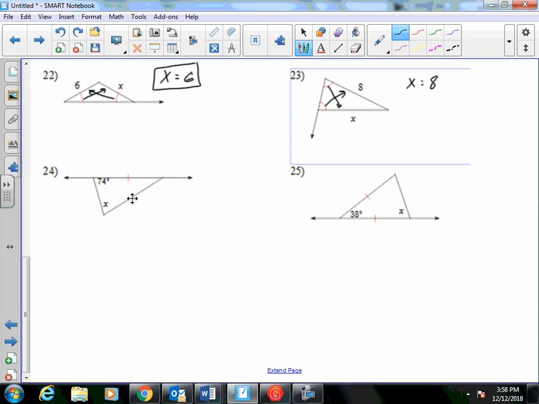And down to 24, in this case we've got two sides that are marked congruent. So we now know the converse of what we just dealt with was true, that if you have two congruent sides, then the angles opposite those sides are going to be congruent as well. So we can just say x equals 74.